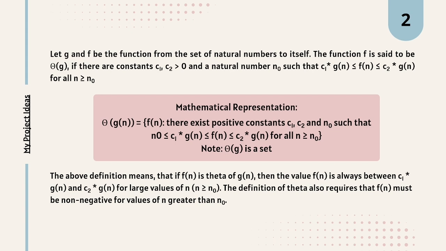We looked at the big O notation and the omega notation. They were only restricted on one part, the upper or the lower part, but here both the ends are restricted. So what does the above definition mean? If f of n is theta of g of n, then the value of f of n is always between c1 into g of n and c2 into g of n for large values of n, for all n greater than or equal to n naught. What's n naught? n naught is a positive constant.